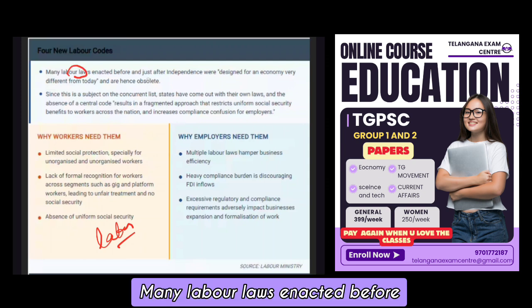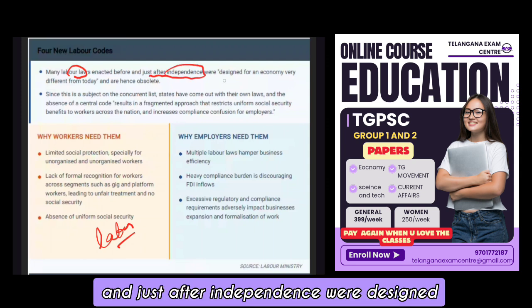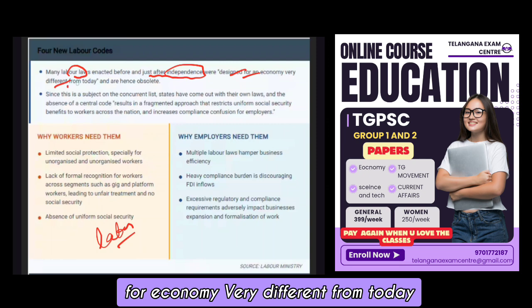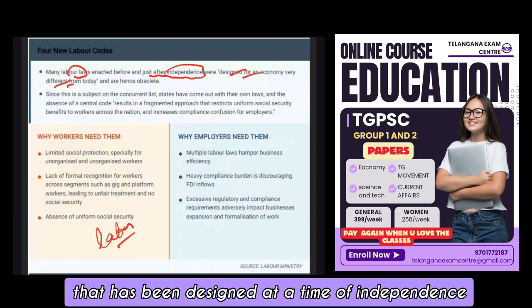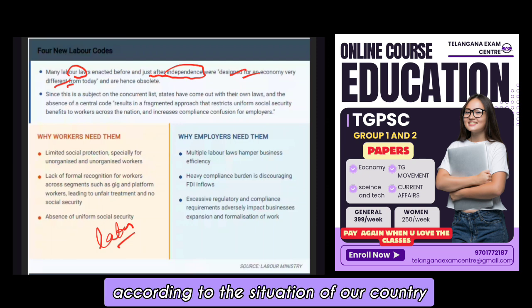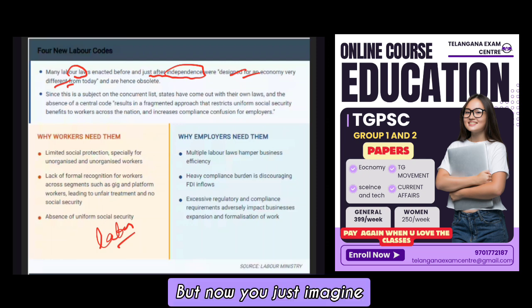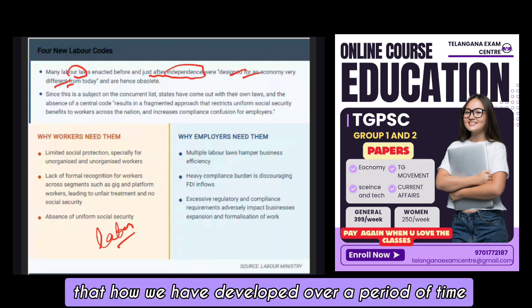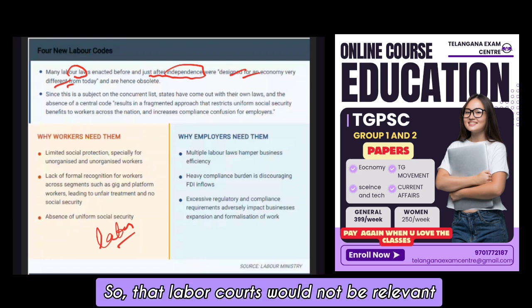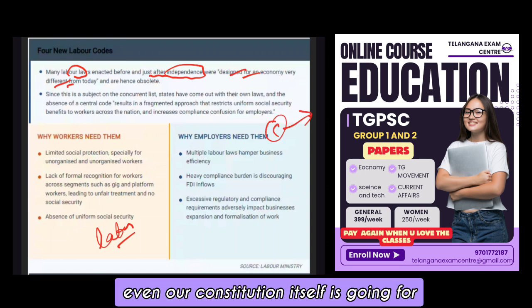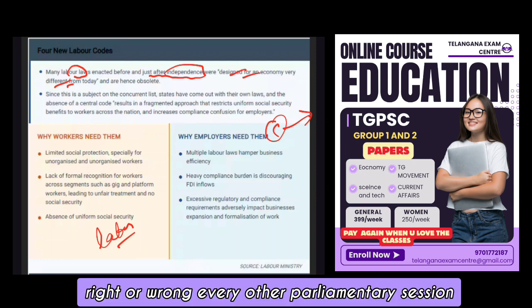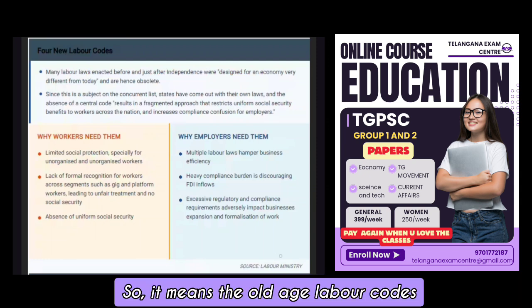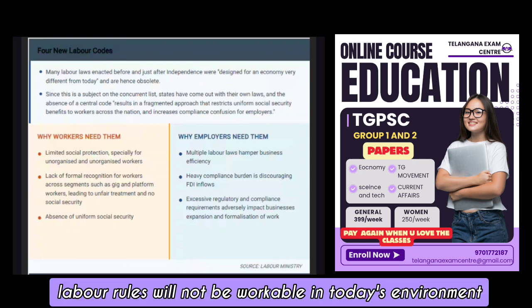Many labor laws enacted before and just after independence were designed for an economy very different from today. So the labor laws that we have were designed at the time of independence according to the situation of our country. But now just imagine how much we have developed over a period of time. So those labor codes would not be relevant. Even our constitution itself goes through numerous amendments, every other parliamentary session. So it means the old labor codes and rules will not be workable in today's environment.